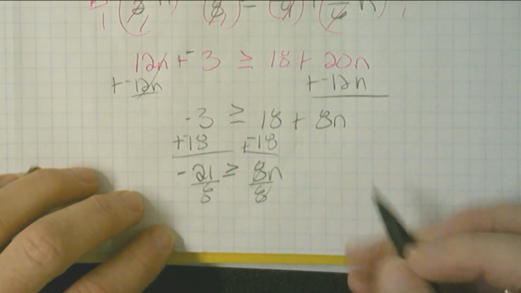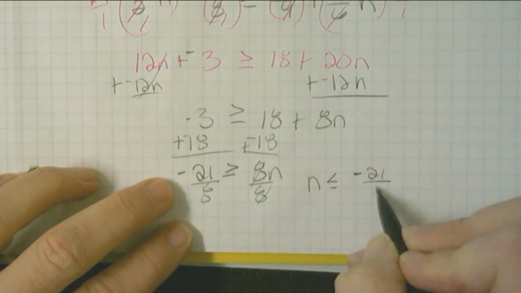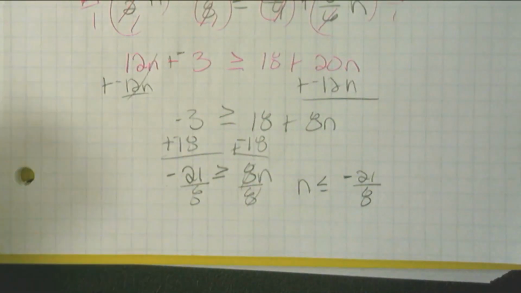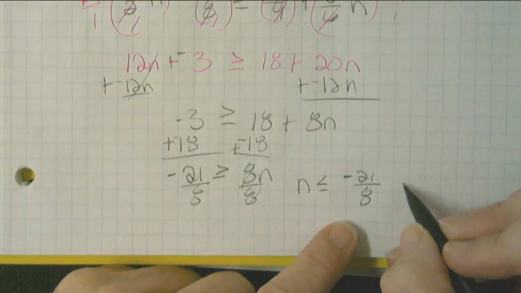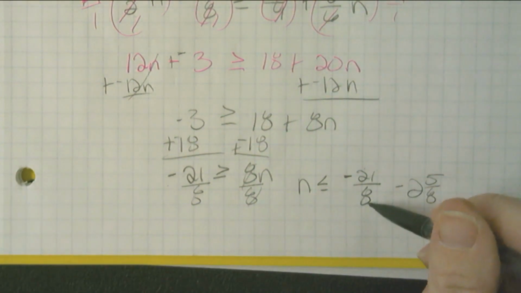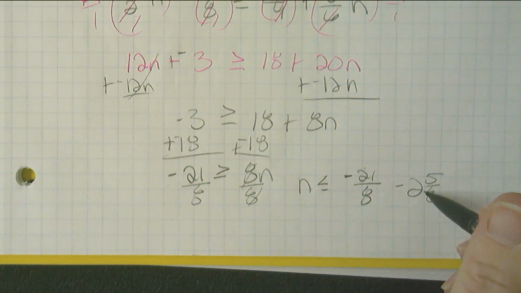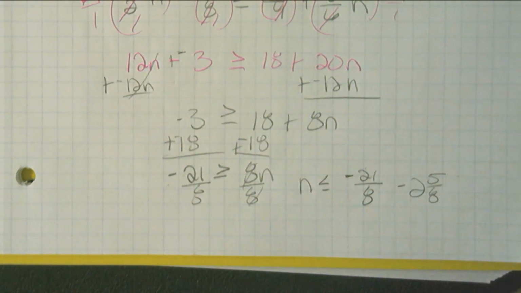So I get rid of my 8's. So n is less than or equal to negative 21 over 8. I can leave it like that, or I can do an improper fraction. I hope that was what our answer was. 2 and 5/8. And that makes sense, a negative 2 and 5/8, because 21 divided by 8 is a 2. That's 16. 21 minus 16 is 5. And that gets us our 5/8. What else can I do?